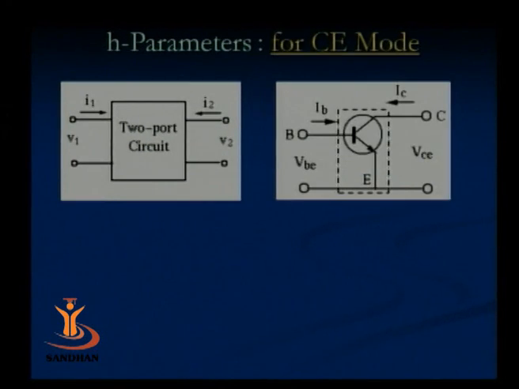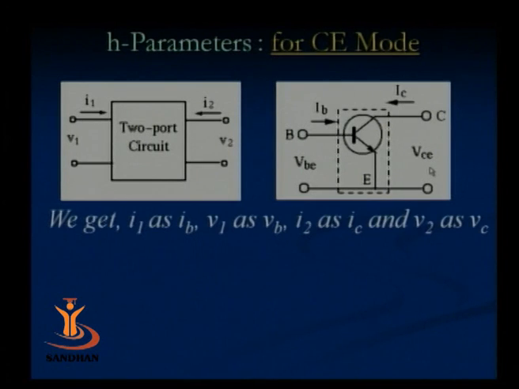Now as I told you, we don't know what the actual two-port circuit contains: a transistor either in common emitter mode, common collector mode or common base mode. Now let us consider that the transistor is in CE mode, as you can see in this figure. The emitter is the common terminal; the input port consists of base and emitter, and the output port consists of collector and emitter.